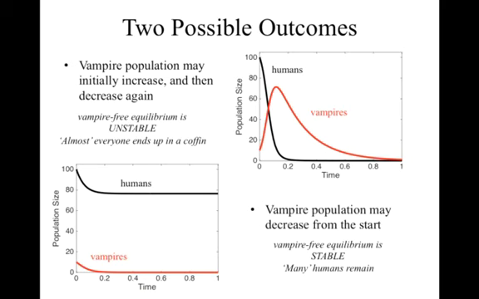So take a look at those two graphs, the blacks are the humans. In the first case, where the vampire-free equilibrium is unstable, the human population crashes and doesn't recover. In the second case, I lose a few humans as the vampires bite one or two that they can find, but ultimately the vampires go extinct and the human population remains pretty high.